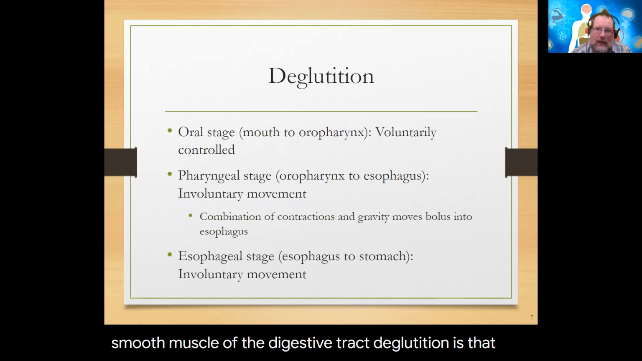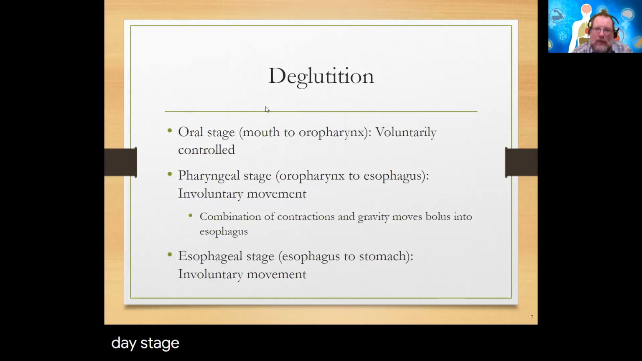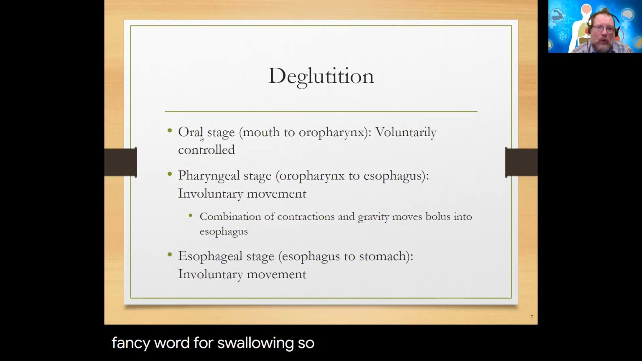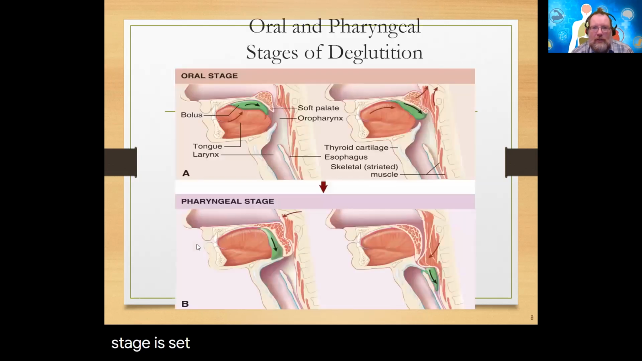Deglutition is that first stage where, after chewing and mastication, the first step toward removing the food from the mouth and getting it to the stomach is via what we call deglutition. It's a fancy word for swallowing. So anyway, oral stage, pharyngeal stage, esophageal stage. Okay, we see the chewing. We're going to use the tongue and the molars and form what we call a tiny bolus. And we're going to have multiple boli or boluses that we're going to swallow.